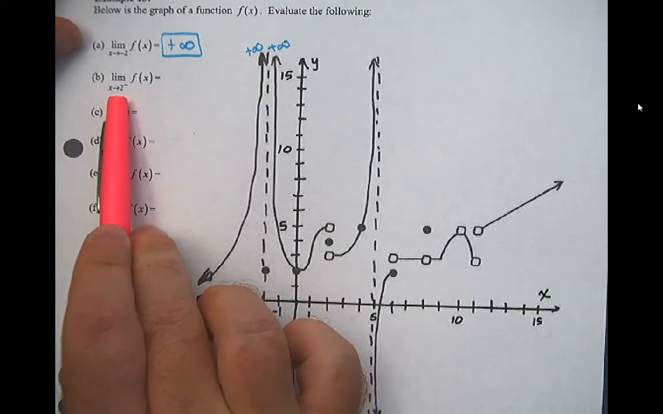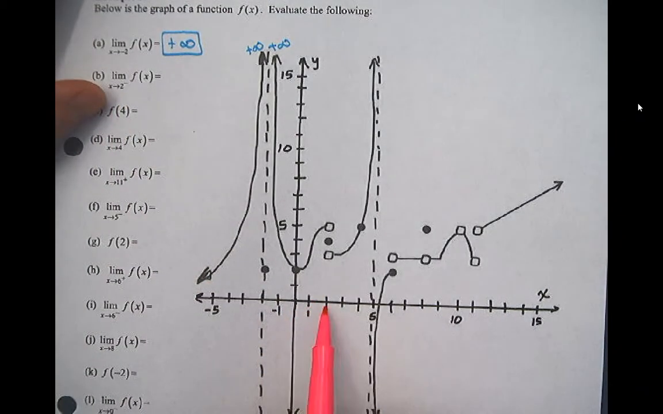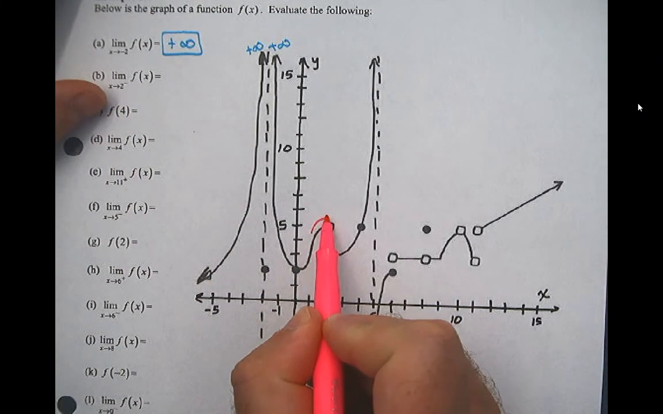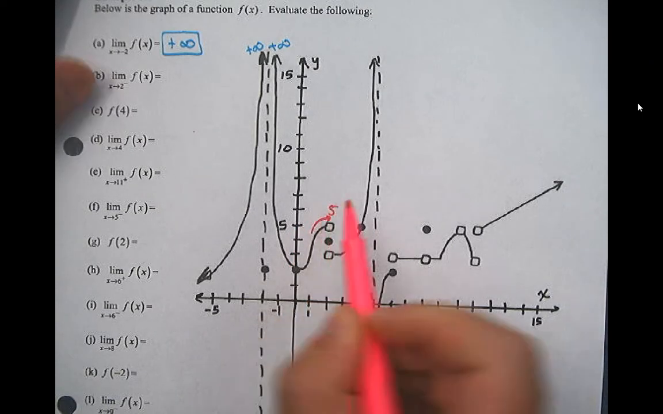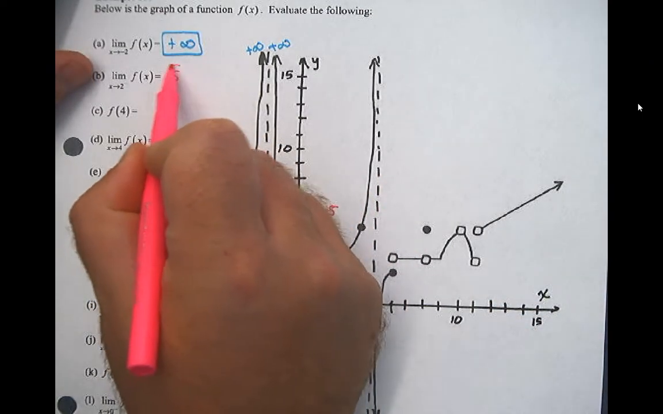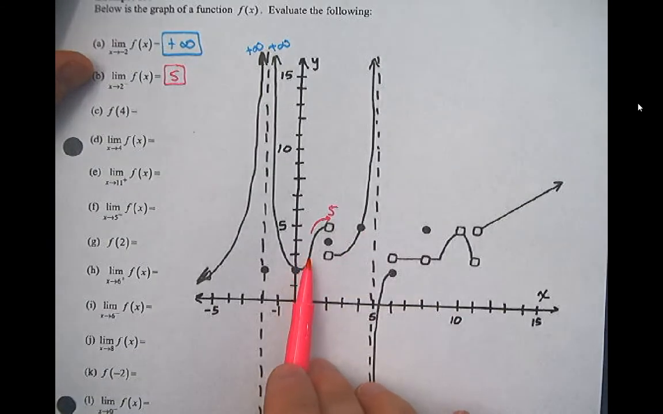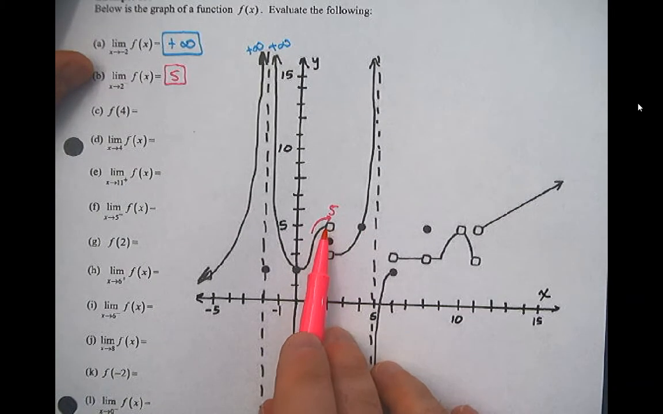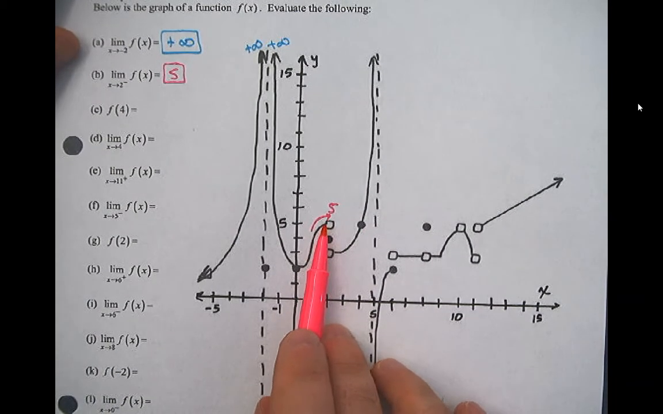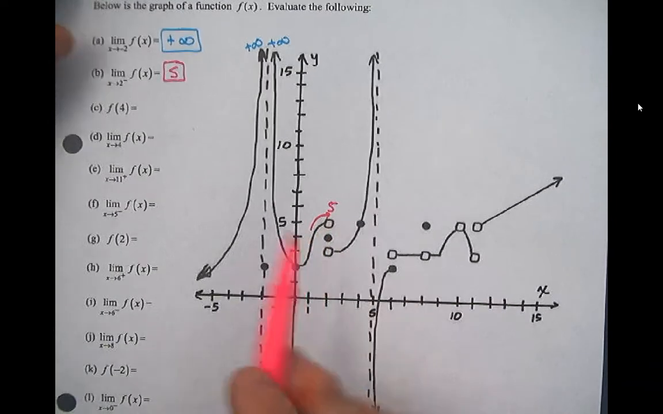What's happening as we approach 2 from the left side? So here's 2. As I approach from the left side, I'm going to a height of 5. That's my limit. The y value, the graph is trying to reach a height of 5. Does it actually get there? No, but I don't care. A limit is what the graph intended to do.